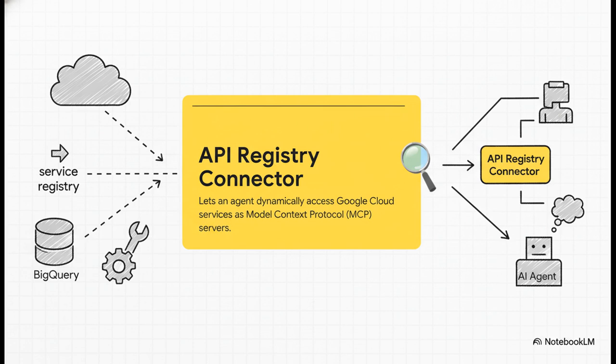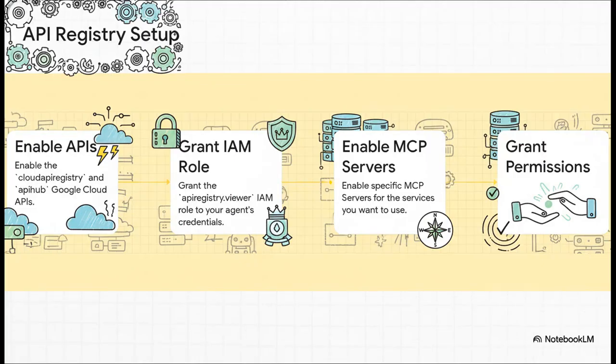It's incredibly flexible. Now, you know the saying, with great power comes great responsibility. And in the cloud, responsibility is spelled IAM permissions, so you can't just let your agent run wild. These steps are absolutely crucial for security. You have to explicitly turn on the right APIs, give your agent the specific role to see what's available, enable the services you want it to use, and then, this is key, give it permission to actually use them. It's a lockdown, secure by default model, which is exactly what you want.